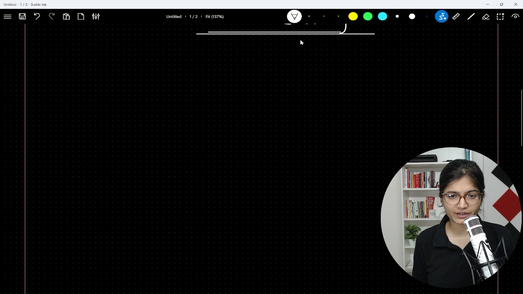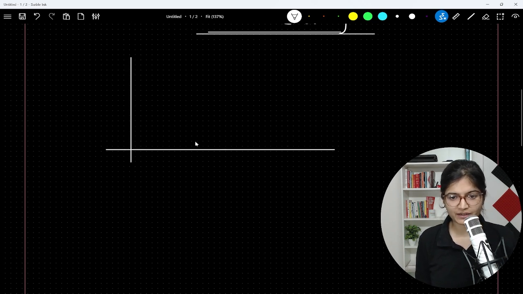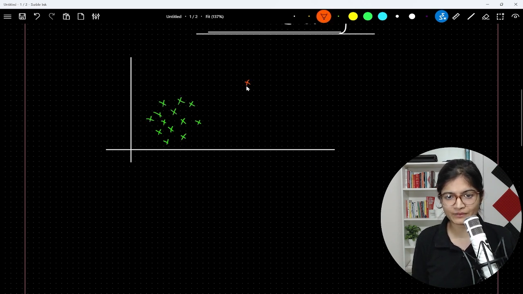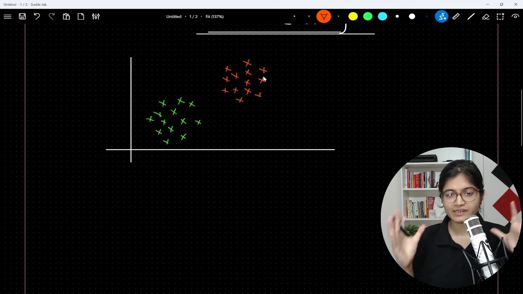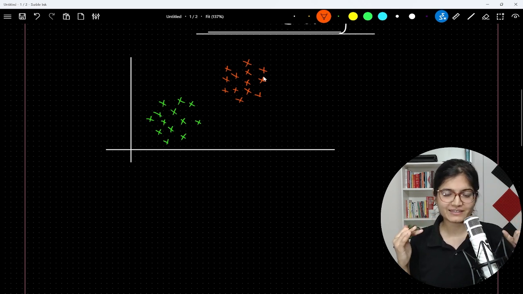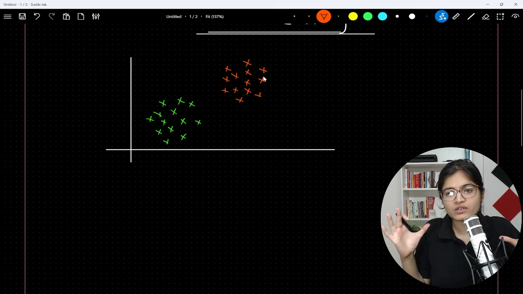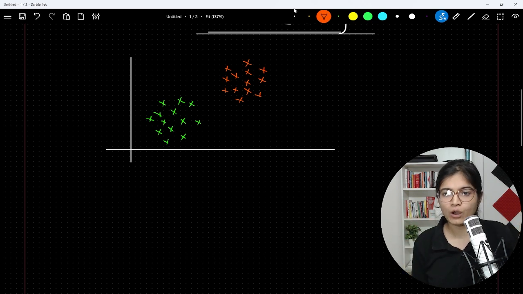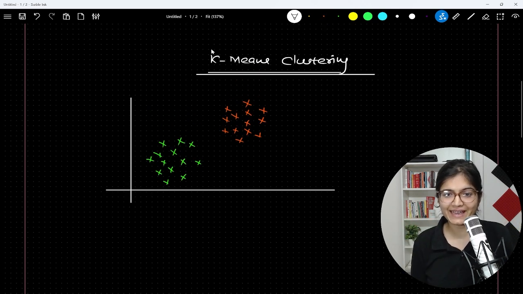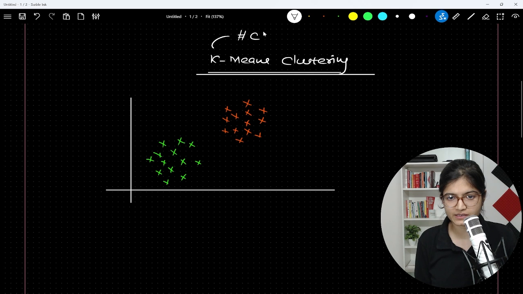So the k-means clustering algorithm says that, let's say you will be having a few data points available with you. Maybe this is one category of data points that you have, and this is another category of data points that you have. And now you want to apply the clustering algorithm in this particular case. So k-means clustering says that first of all we will randomly choose the clusters. Now what does this k indicate? K indicates the number of clusters in this case.